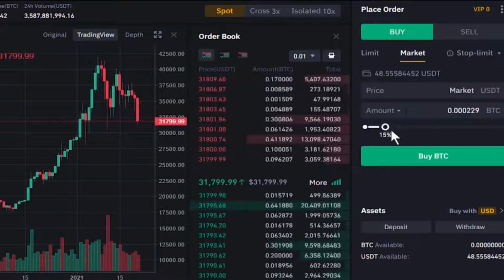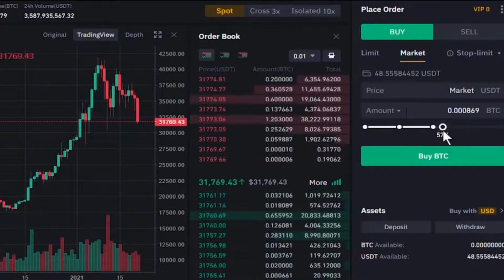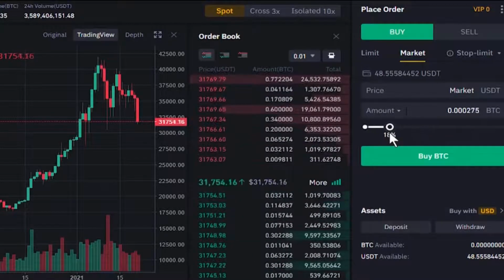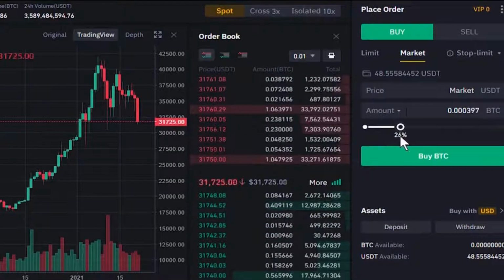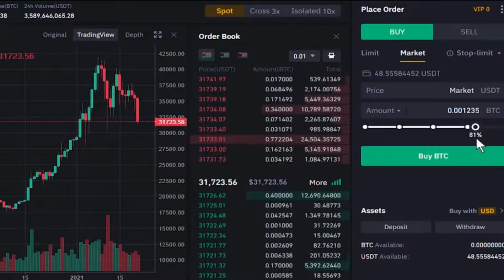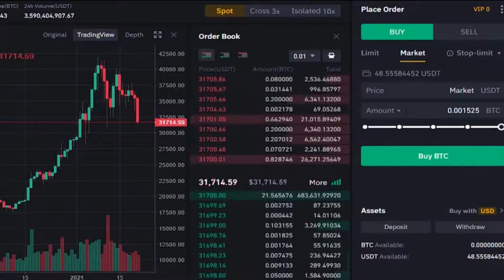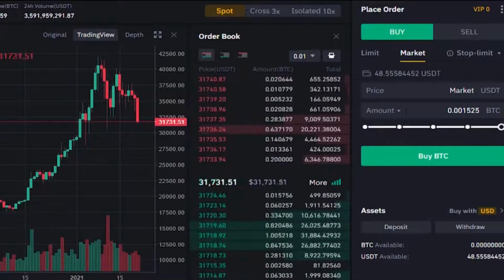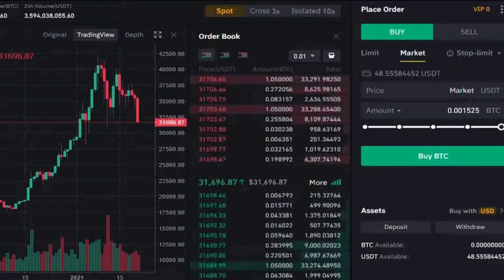0.0015. Here we also have a slider that helps us to set the amount easily by dragging, as you can see. With this slider, you can easily set the amount as a percentage of your available Tether, for example 25% or 50%, 80%, or you can set it to maximum 100%, and you will buy Bitcoin at the current price of the market with all your available Tether, which gives you something like 0.001 BTC.